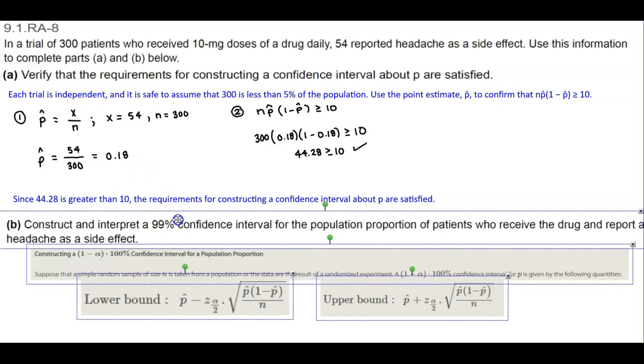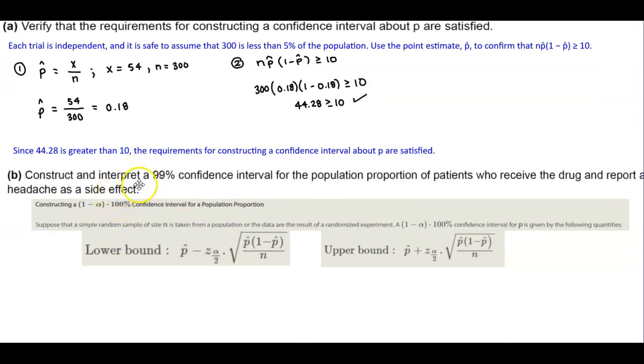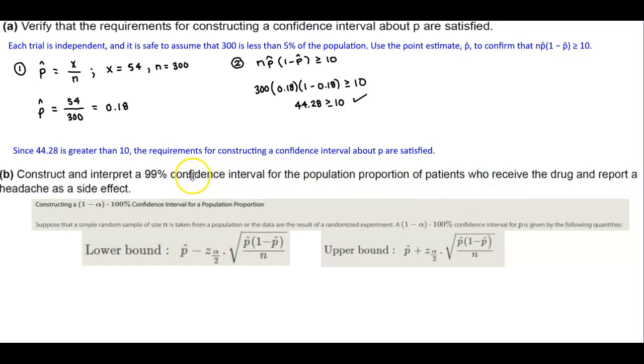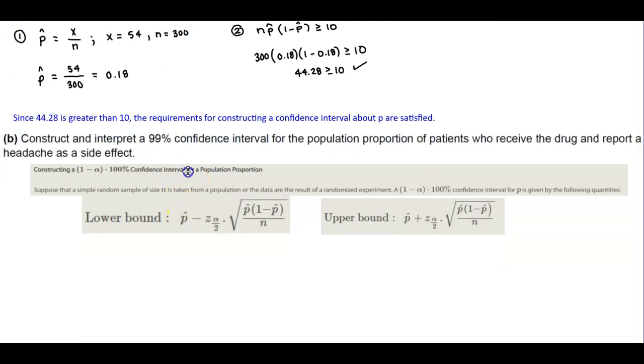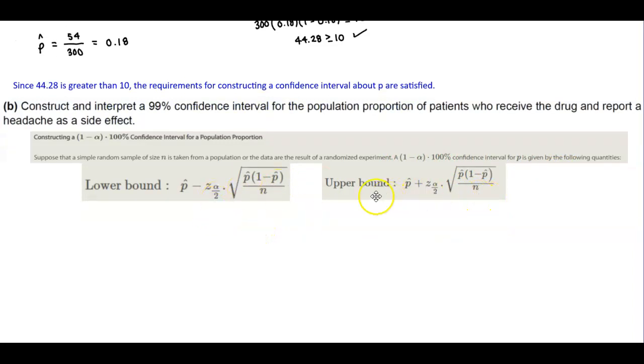Okay, now let's take a look at part B. Part B, they want us to construct and interpret a 99% confidence interval for the population proportion of patients who receive the drug and report a headache as a side effect. So let's go back to the definition. When you're constructing a 1 minus alpha times 100% confidence interval for a population proportion, you suppose that a simple random sample of size n is taken from a population, or the data are the result of a random experiment, where the 1 minus alpha times 100% confidence interval for P is given by the following quantities. We have a lower bound, and then we have our upper bound.